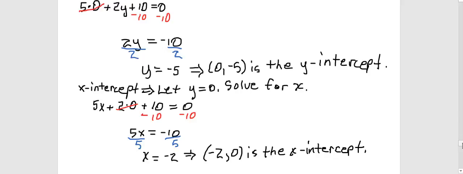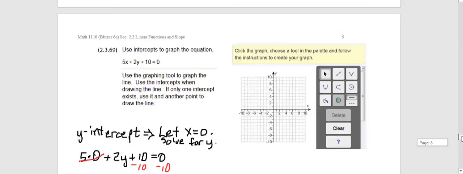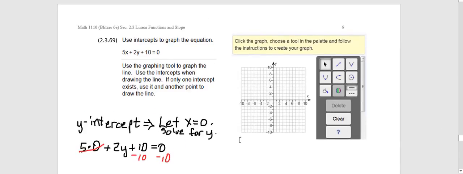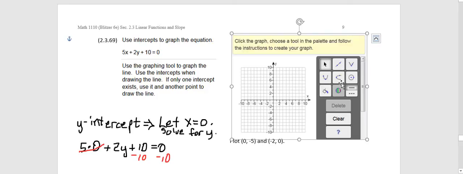And if you graph the line by using any points other than the two intercepts, then the answer is going to be marked as wrong. So you want to make sure you follow the instructions. So we're going to plot these 2 points, 0, negative 5, and negative 2, 0. So we would select the line tool.